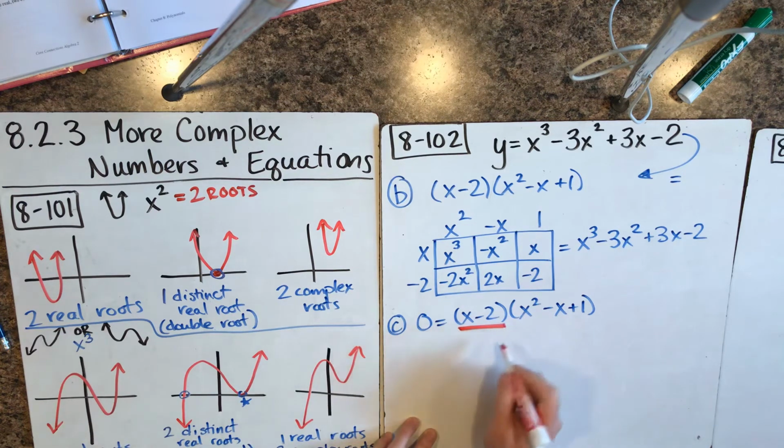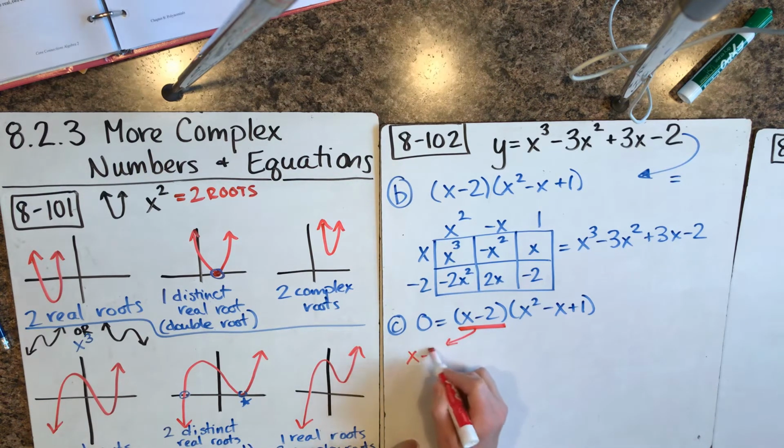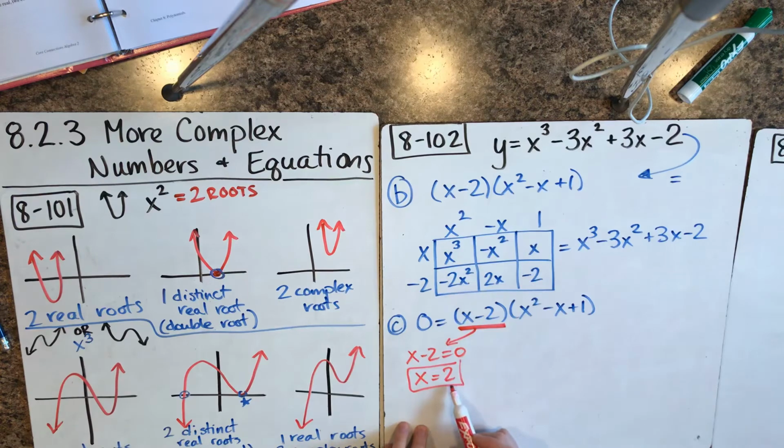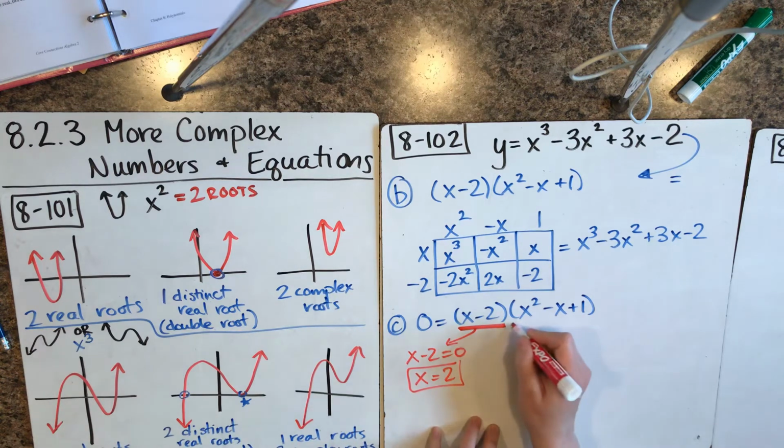So remember, for the zero product property, x minus 2 equals 0, that part's easy. That tells me this graph crosses the x-axis at positive 2. So still, it could be any of these three things. Let's see what happens here.